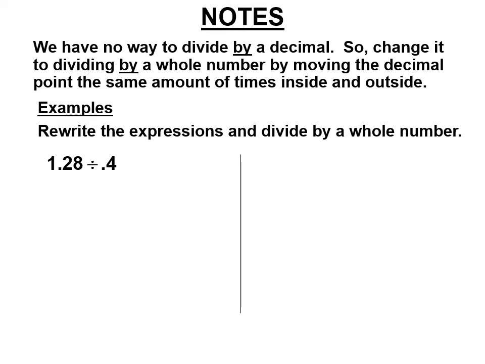Right. So we have no way to divide by a decimal. We can divide decimals, but we can't divide by them. And what do we mean by that? Well, this is 1.28 divided by 0.4. Just like you can't have a 0 out there, you can't have a decimal out there. So what do you do about it? Those who know, go ahead and do it.